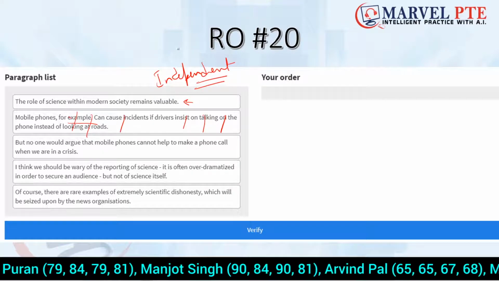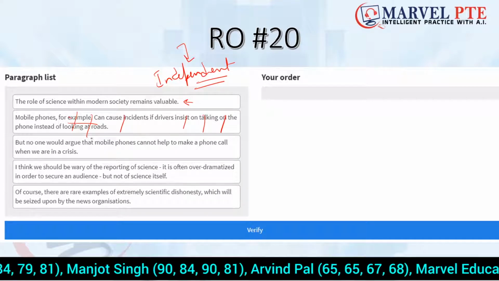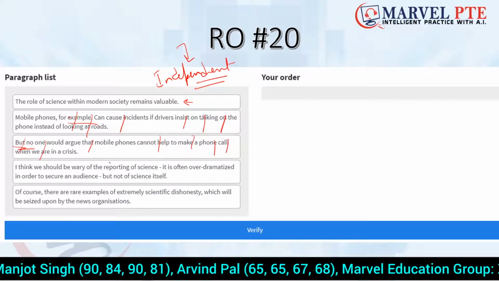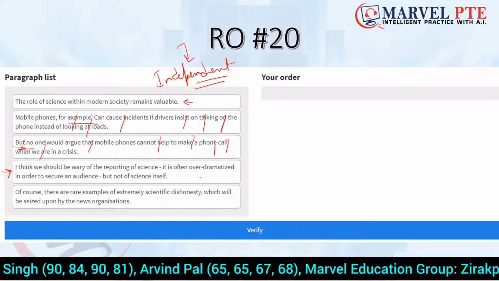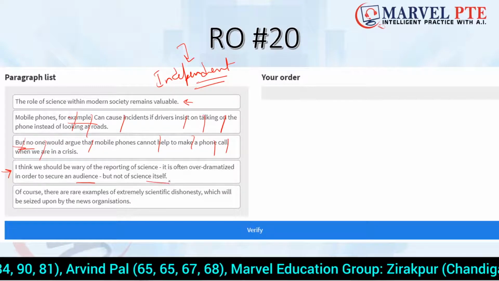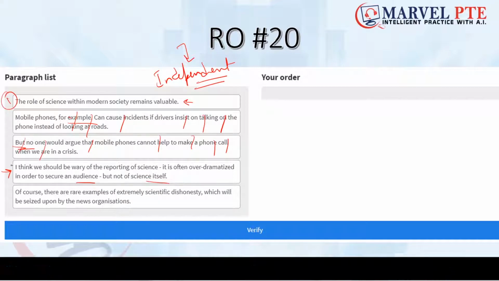There are certain rules for finding independent lines, and we teach them in detail in our coaching classes. Moving on to the next line, but this is a contrast, so that's why this also cannot be an independent line. I think we should be wary of reporting of science. It is often over dramatized in order to secure an audience, but not of science itself. Seems like this is an independent line, so we have one independent line over here, we have two independent lines. Let's move on to the next one. Of course, you know that any independent line cannot start with of course, because of course means obvious, so that's why you cannot have this as independent line also.